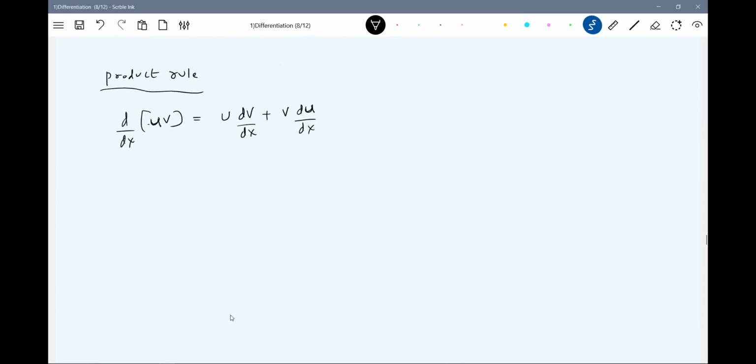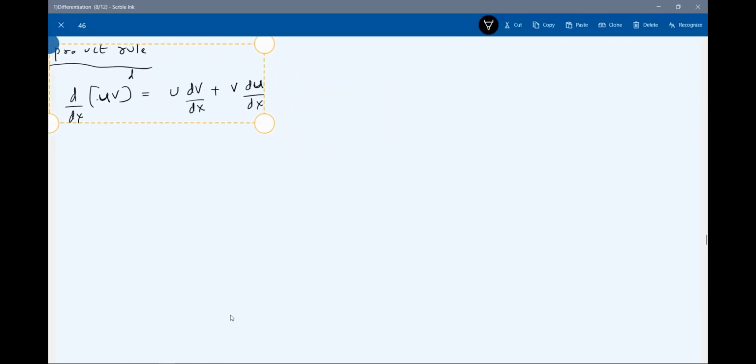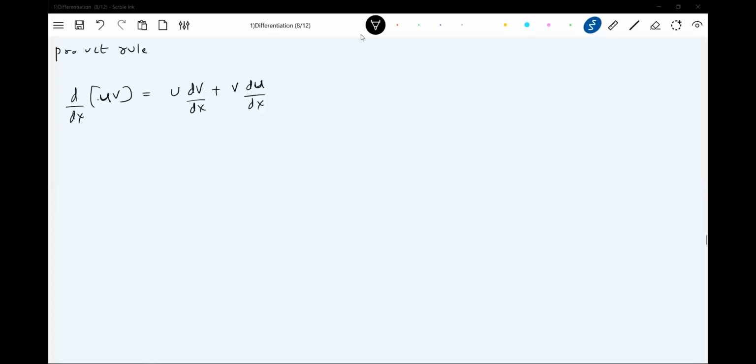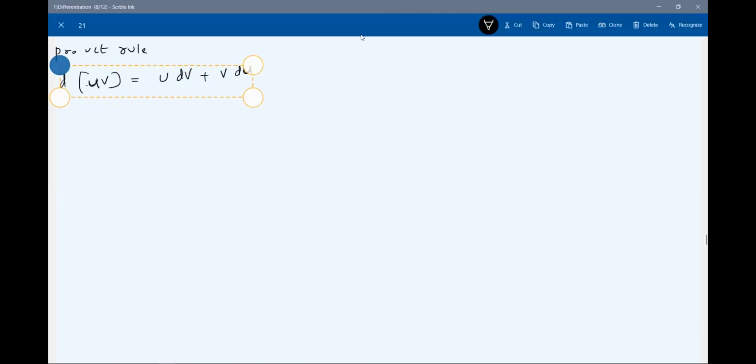Okay, now let's come to something called the product rule. The derivative of uv is written as u dv/dx plus v du/dx. And this is called a derivative. So I'll remove this dx so that it will be easy for you. This is called the product rule. u and v are two functions, so what is the derivative of them is what we are trying to learn here.